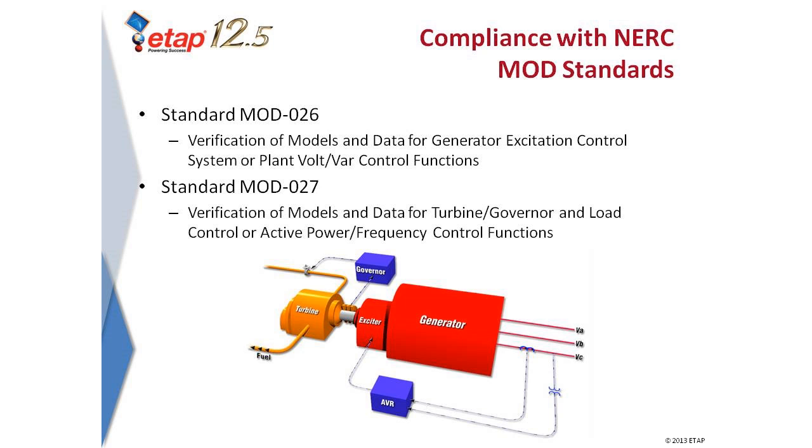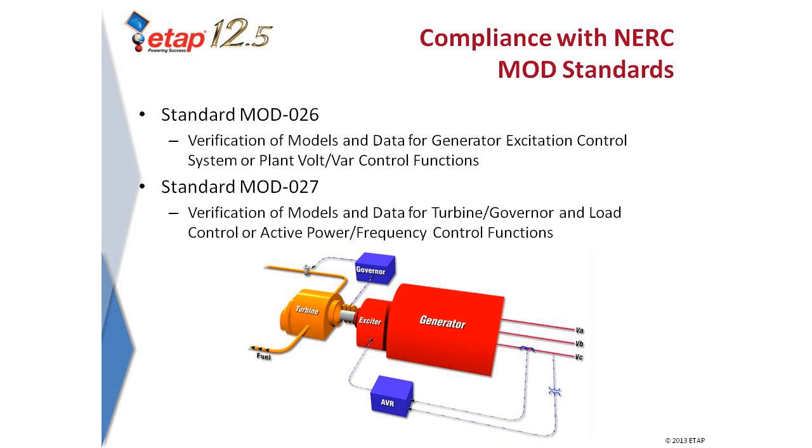The NERC standards that ETAP helps you comply with through the utilization of ETAP's Dynamic Parameter Estimation and Tuning module are MOD 026 and MOD 027. MOD 026 specifies that the excitation system model and the model parameters used in dynamic simulation accurately represent generator excitation system behavior. MOD 027 specifies that the turbine and the load control or active power control model and the model parameters used in dynamic simulations accurately represent generator unit real power response to system frequency variations.